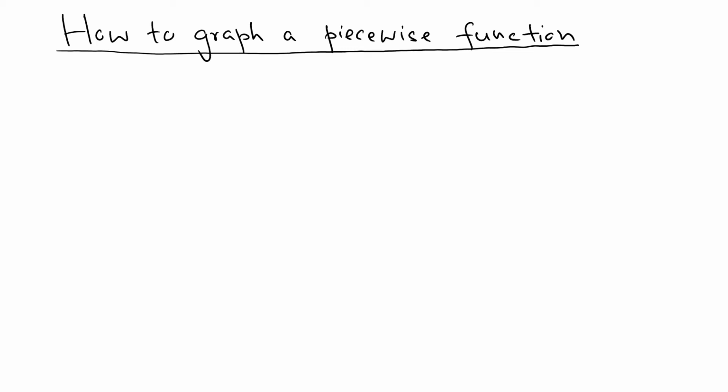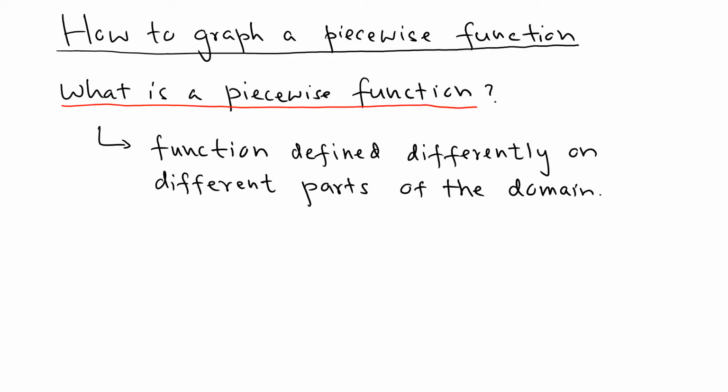In this video, we are going to learn how to graph a piecewise function. So before we start, what is a piecewise function? A piecewise function is a function which is defined differently on different parts of the domain. That means if you look at the whole domain of the function, you can see there are different functions in different parts of the domain.